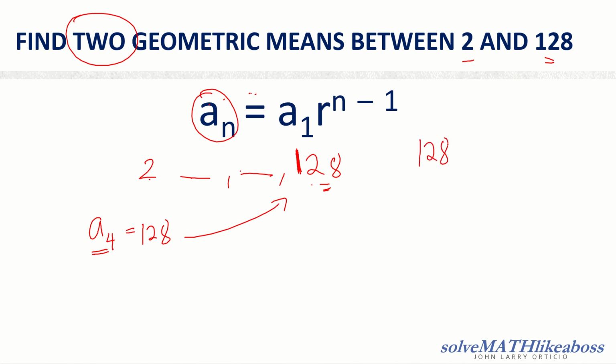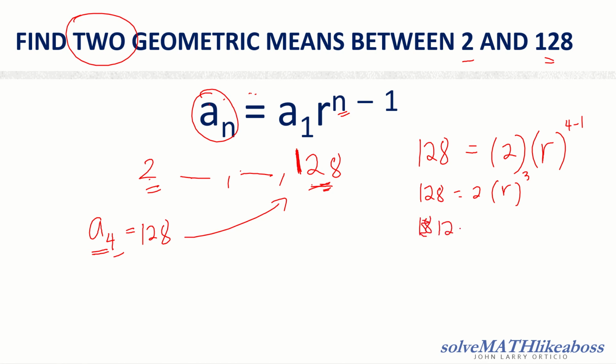So, 128 equals, ano yung A sub 1 natin? Di ba? 2. Tapos, ano yung R natin? Ito yung hinahanap natin kasi wala tayong common ratio. So, gagawin na lang natin siya as R, and then, ano yung N natin? Yung 128 pang-apat. So, yung N natin ay 4, then minus 1. So, 128 is equal to 2 times quantity R raised to 3.